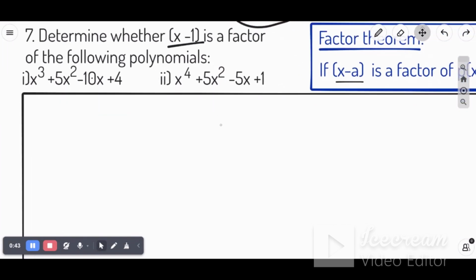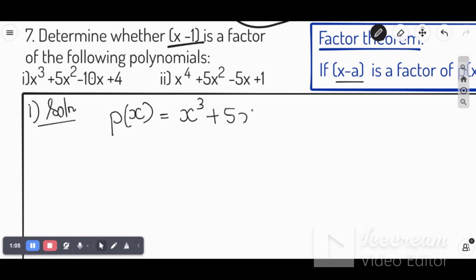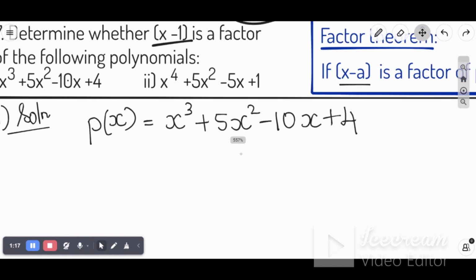Here they have asked to check true or false, like determine whether x minus 1 is a factor of the following polynomials. So let us start our first solution. The first one, let us take it as p of x. So p of x is equal to x cube plus 5x square minus 10x plus 4. This is our given polynomial, and you have to check whether this polynomial has a factor x minus 1.